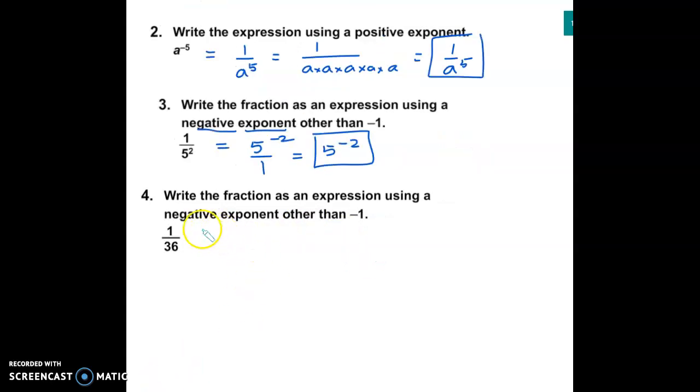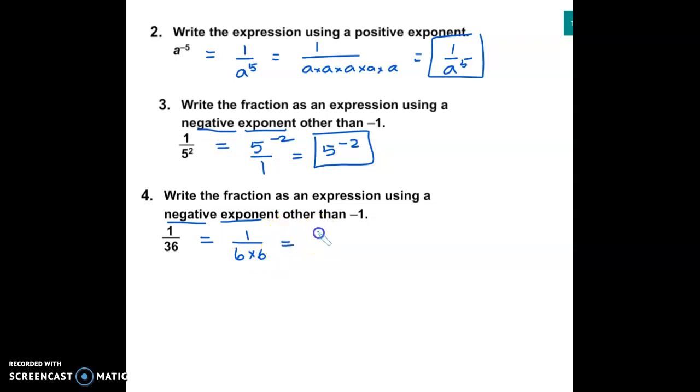Let's try one more question on the negative exponents. So here we don't see any exponents. I see 1 over 36. So first I need to get an exponent, then I can write a negative exponent. So 1 over 36 I can write 1 over 6 times 6.